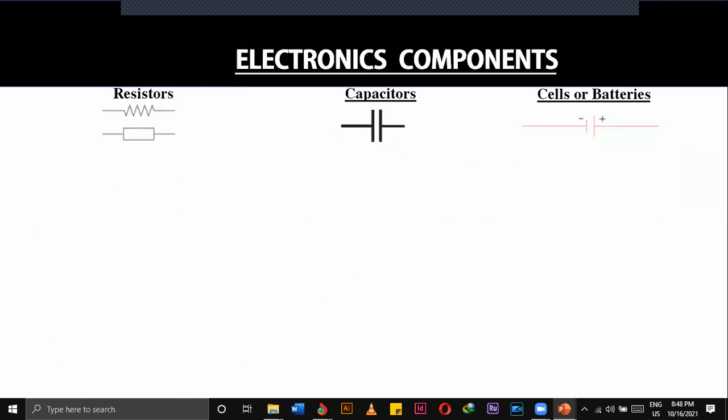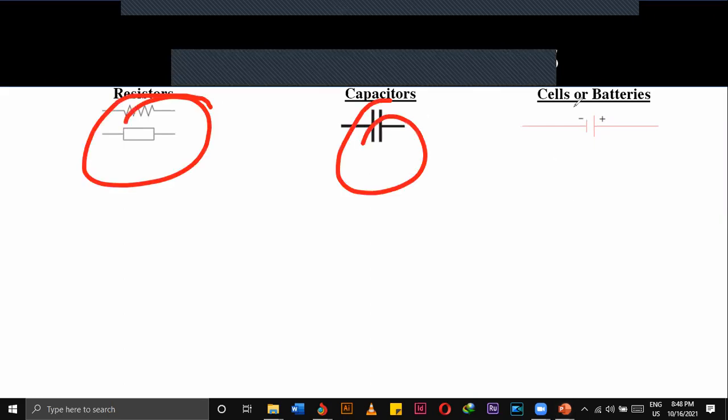So basically, in today's class onwards, we are going to learn about electronics components. What are the electronics components that will be associated with our robotics? If I say that we will engage with resistors, capacitors, cells or batteries, what will the students think? Okay, sir, this is the resistor, I can draw this resistor. This is the capacitor. This is the battery.